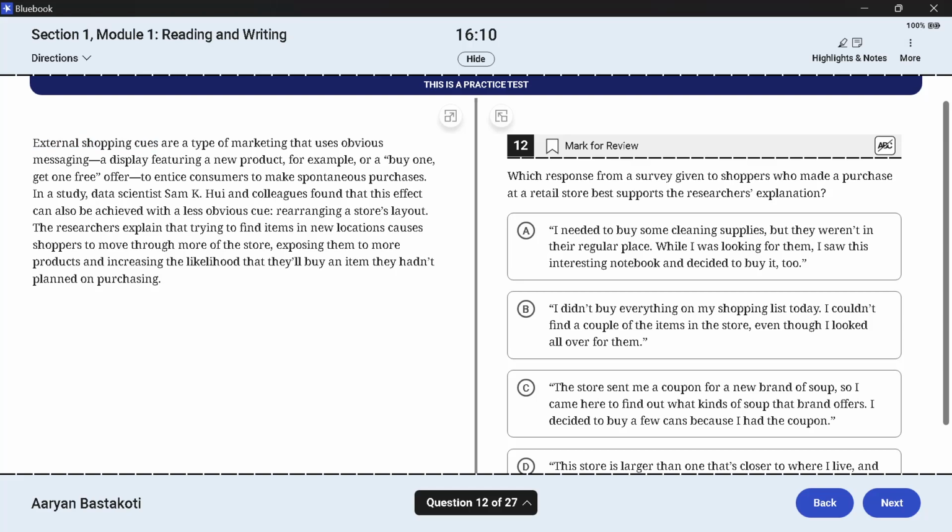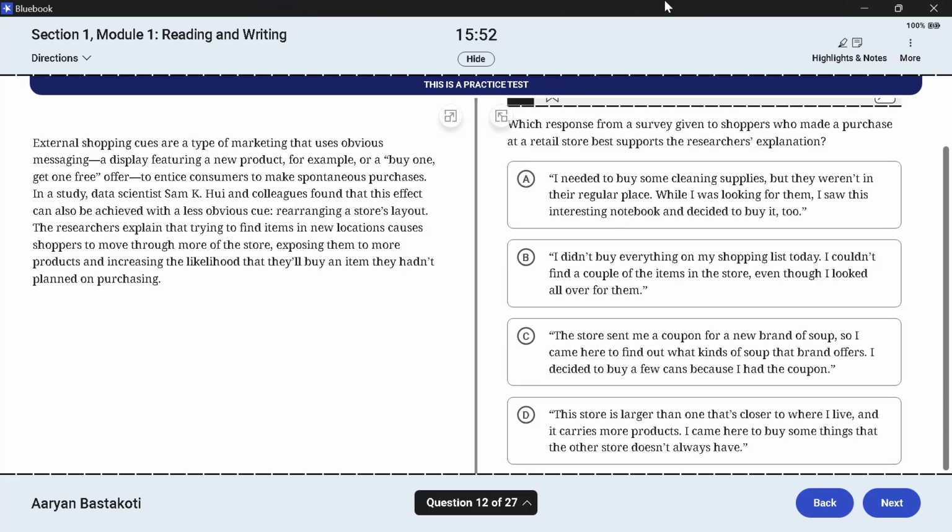The researchers explain that trying to find items in new locations causes shoppers to move through more of the store, exposing them to more products and increasing the likelihood that they will buy an item they hadn't planned on purchasing. So, displaying means more purchases. This is the summary of our conclusion. I needed to buy. Okay, and they are surveying the shoppers. So, what is the conclusion? We need to describe it in more detail. If we expose the items, then they will buy it.